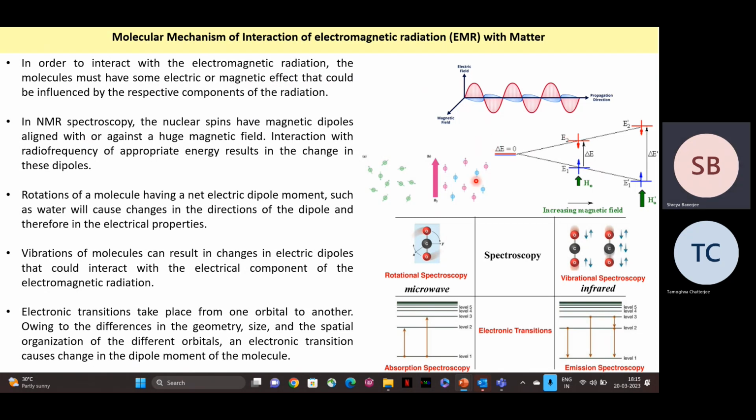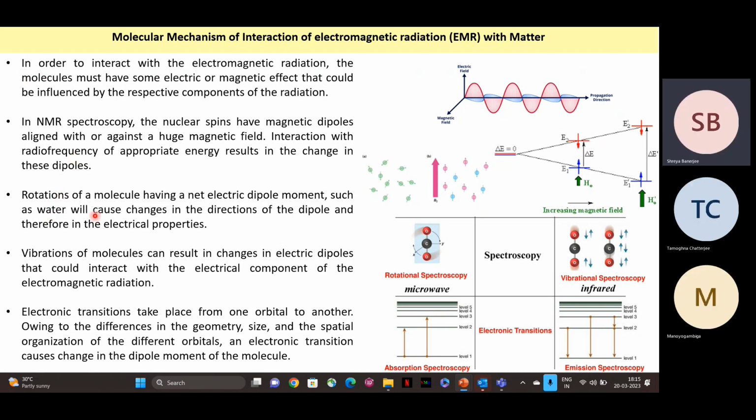So basically here, the magnetic dipole of the nucleus is interacting with the magnetic field of the electromagnetic radiation. And when the energy of this radiation is equal to the energy difference between the two levels, then the nucleus gets promoted to the upper level.